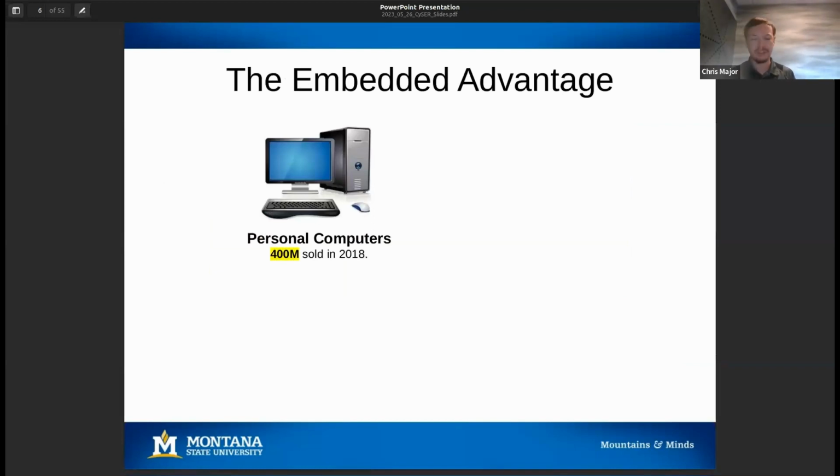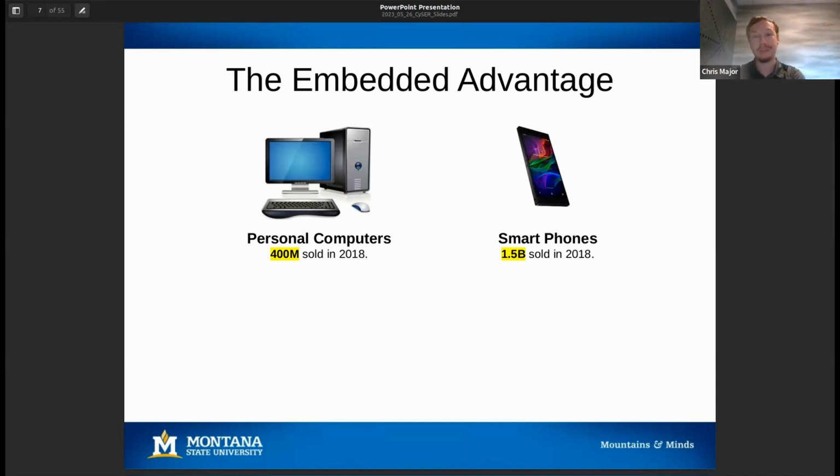Now, let's take a step back and think about systems and computers. In 2018, for instance, 400 million personal computers were sold, such as laptops, desktops, gaming rigs, etc. But dwarfed by that is the smartphone market. 1.5 billion of these were sold in 2018, and these days they're ubiquitous. There are very few things that you can do without a smartphone these days.